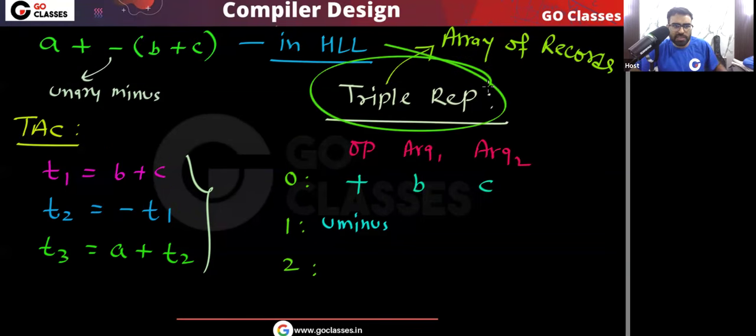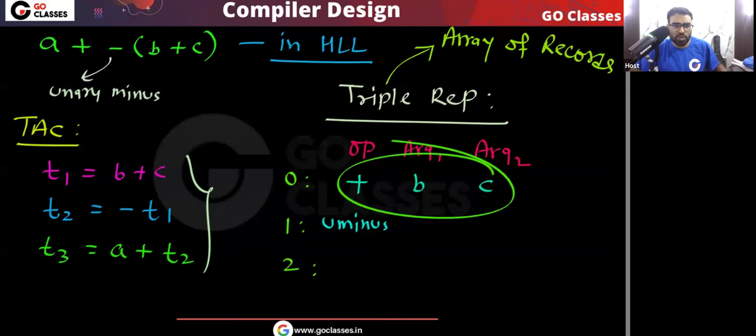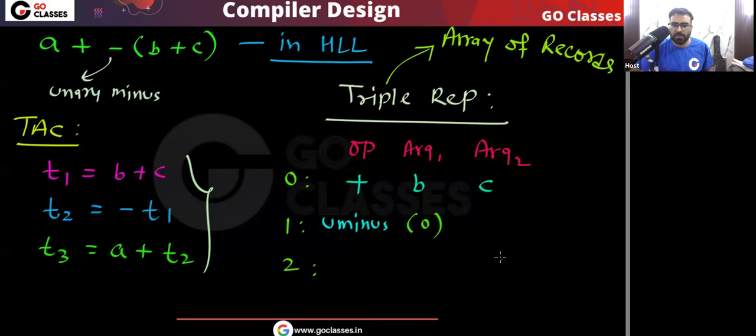And in the triple representation, to refer to the result of this operation, we use the position. Okay, so very simple position like this. And you can see there is no other argument. There is only one argument, there is no argument 2, and we do not have any result column. Also, we do not store the temporary variables. Very simple.